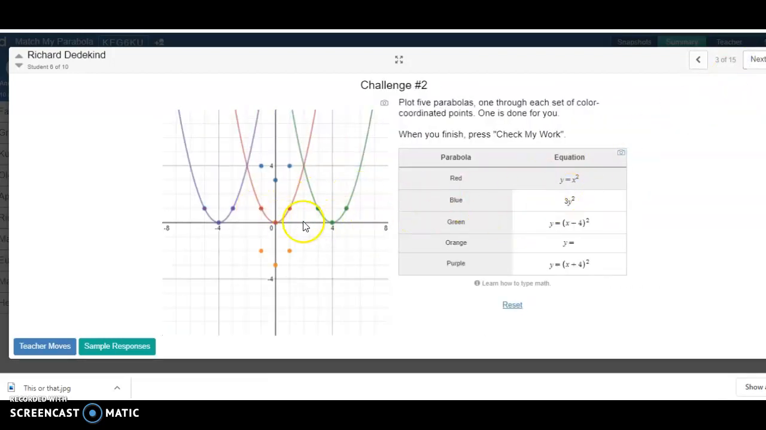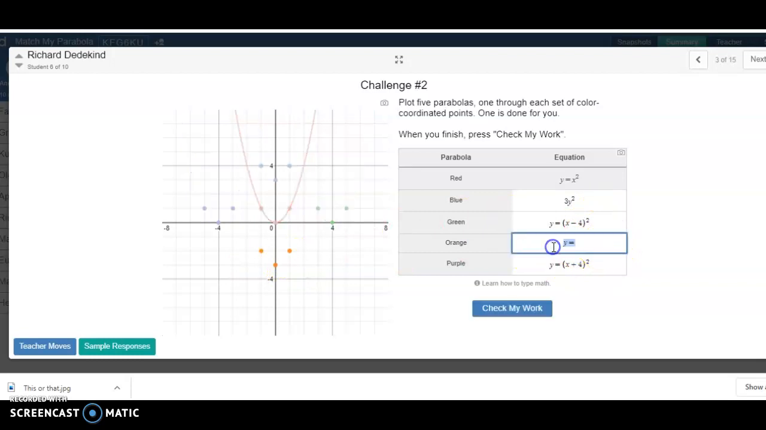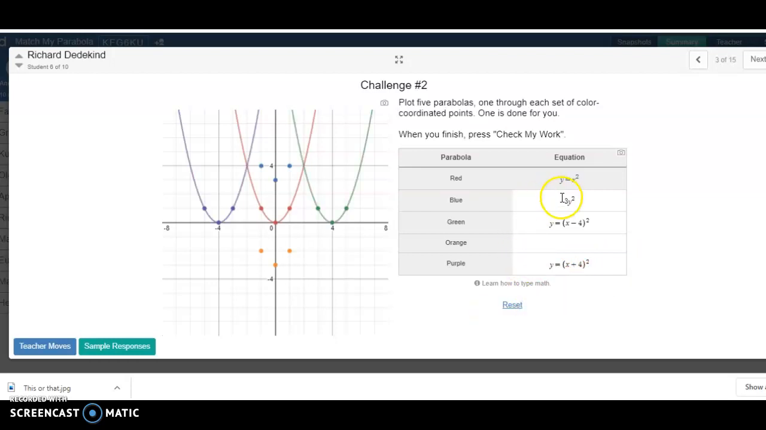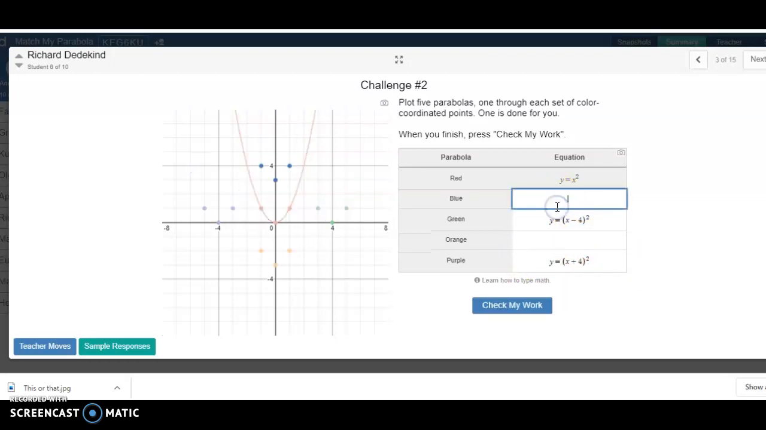Now, this student did a really excellent job with the purple and the red and the green. But the yellow, or is that orange, let's get rid of that. The green was right. And the blue line wasn't right, so let's get rid of that. Now here's your hint.